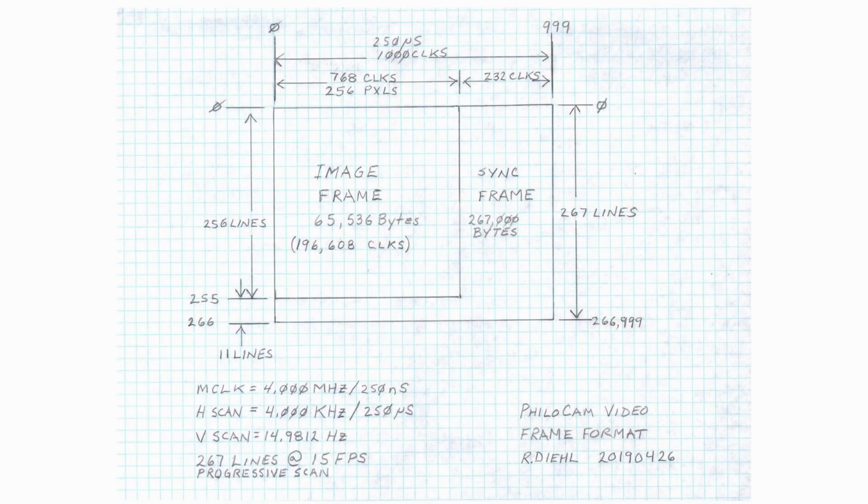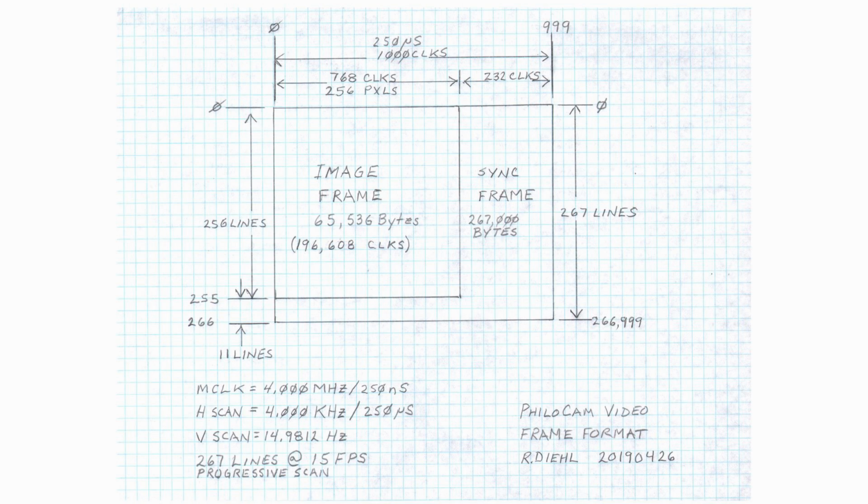What you'll see in the upper left corner of the format frame is the image frame. There are two frames conceptually here. There is the image frame and then there's the sync frame. The sync frame is 1,000 clock cycles wide. Each clock cycle is 250 nanoseconds, being generated by the 4 megahertz master clock, M clock.